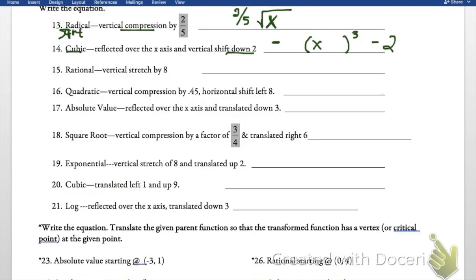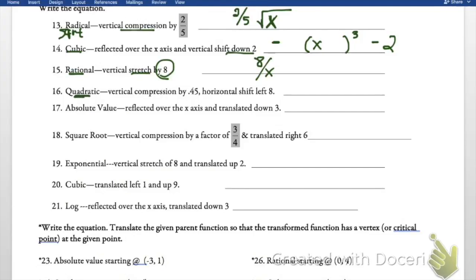Number 15, rational. Rational is 1 over x, but this has a stretch by 8. So it becomes 8 over the x. Now, am I adding or subtracting anything? No. We do not have any add or subtract on this one.